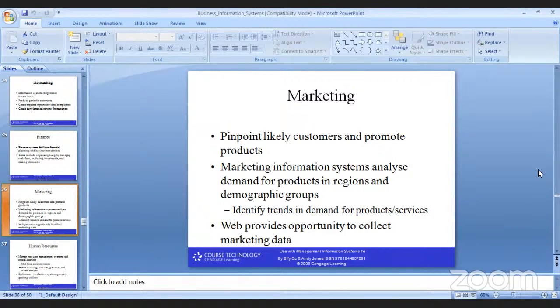The web provides an opportunity to collect marketing data. As I told, you have to collect the data online. No need to go physically, so that people start neglecting you and avoiding you, and you have to go at a proper time. Let's say you go and ask at lunch time, somebody will get irritated.